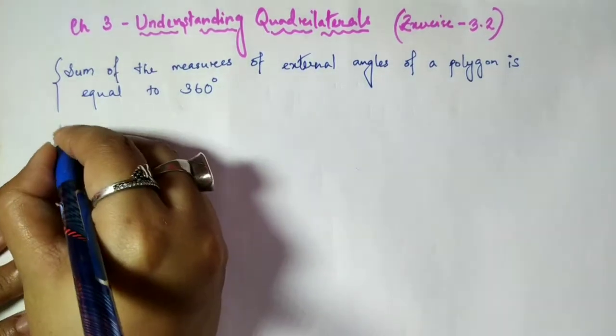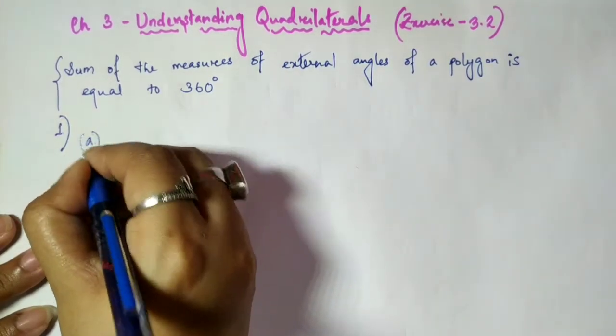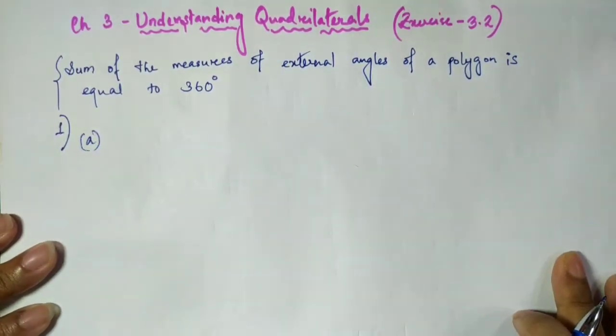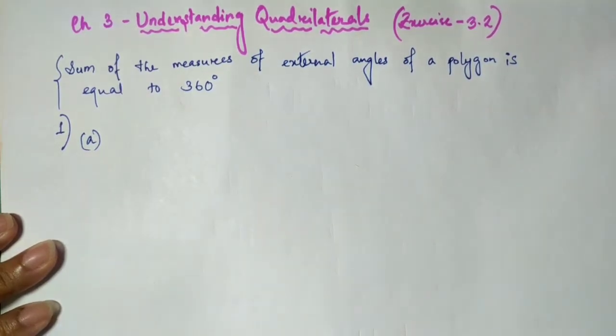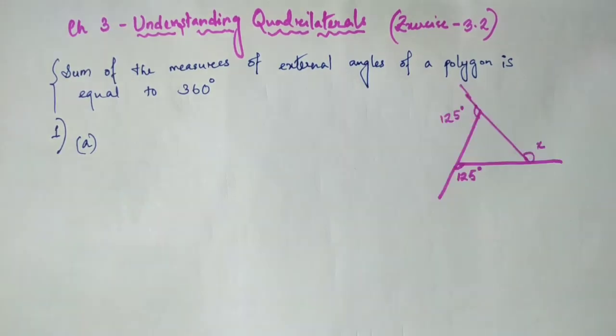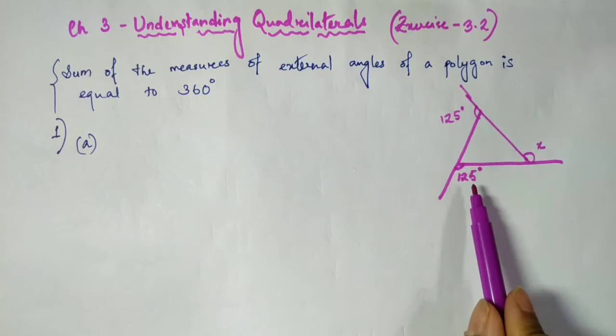In question number 1 it is given: find x in the following figure. You can find there are parts a and b. For the first one, let us draw the diagram. I'll show you with the help of the diagram. Please make sure all of you draw it with pencil. This is the diagram given. Here you can see this is x, this is 125 degrees and this is also 125 degrees.